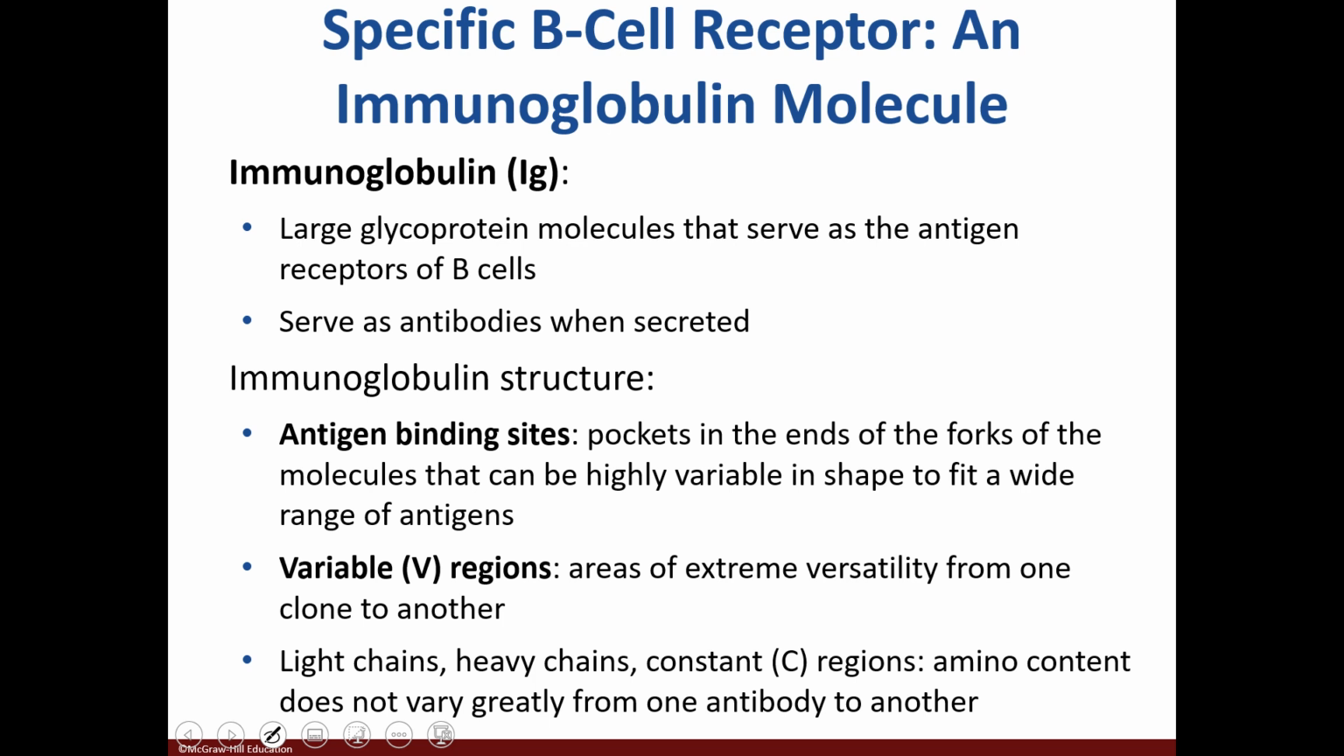Let's discuss receptors found on the surface of B cells. Immunoglobulins are the antigen receptors for B cells and are also antibodies. The immunoglobulin has a distinct structure. At the end of the forks, we can find the antigen binding sites. The variable region will look different on each type of immunoglobulin. They also contain light chains, heavy chains, and a constant region.